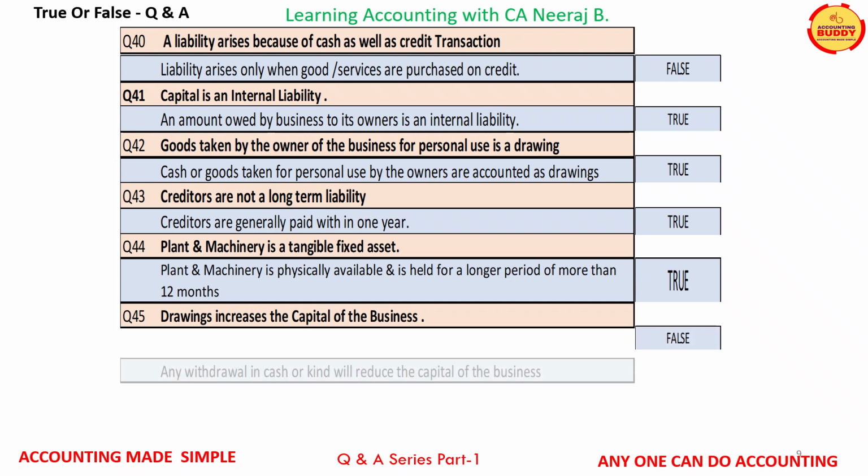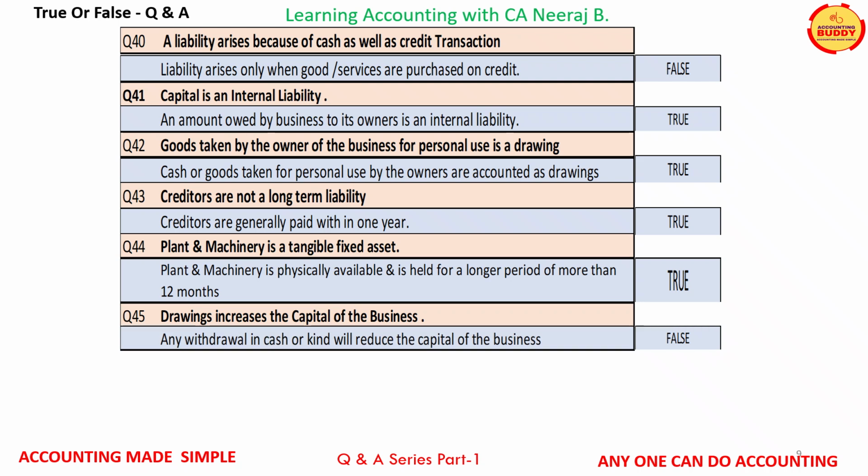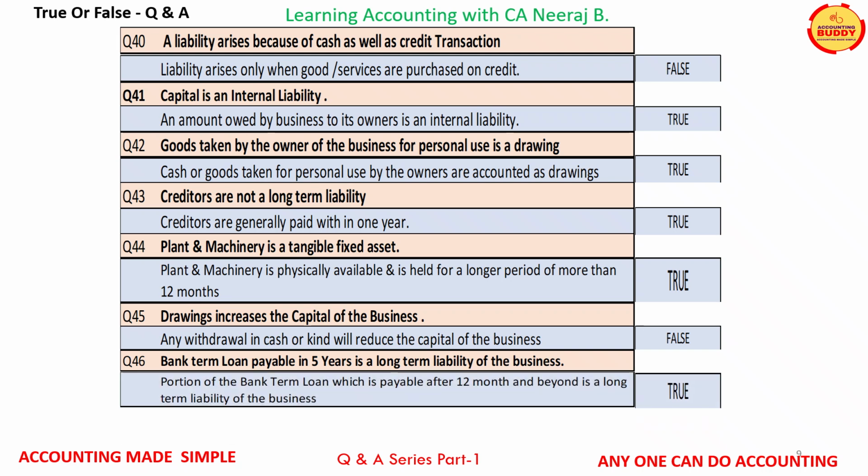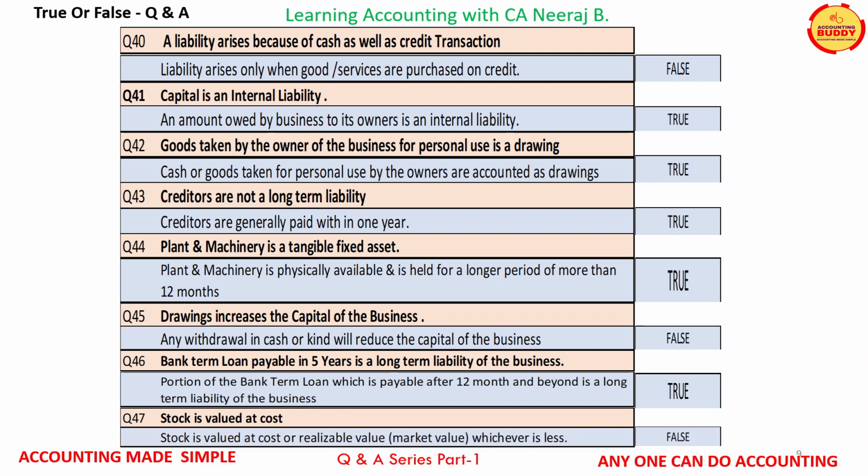This is a false statement. Any withdrawal in cash or kind will reduce the capital of the business. Question number 46: bank term loan payable in 5 years is a long-term liability of the business. True. Portion of the bank term loan which is payable after 12 months and beyond is a long-term liability of the business. Question 47: stock is valued at cost. This is a false statement. Stock is valued at cost or net realizable value, whichever is less.